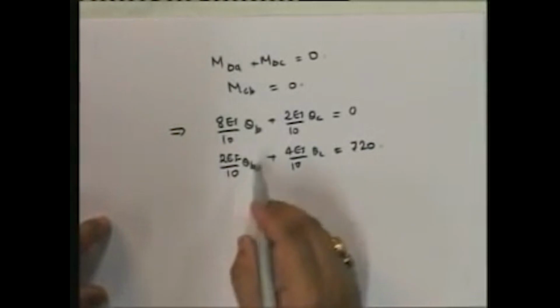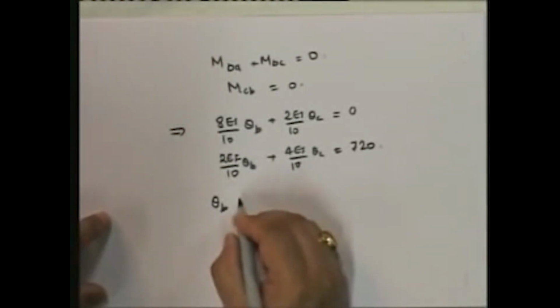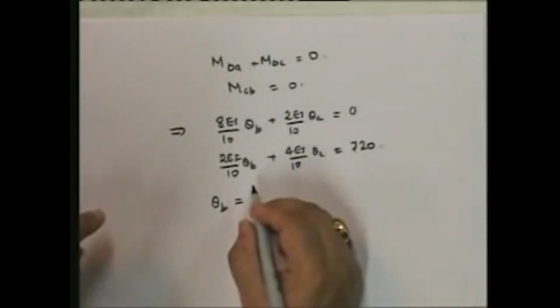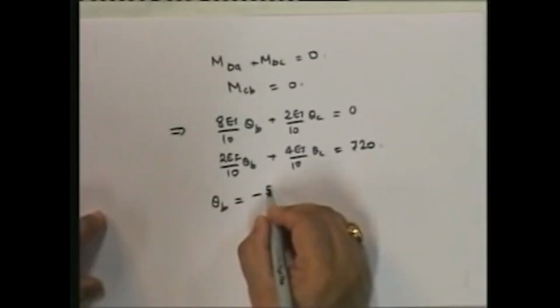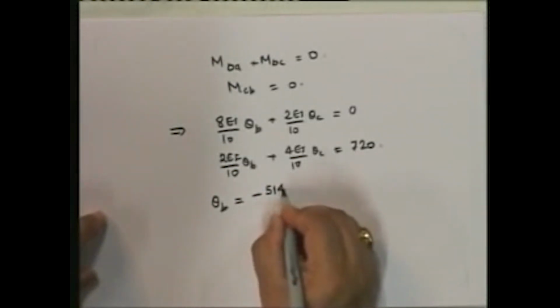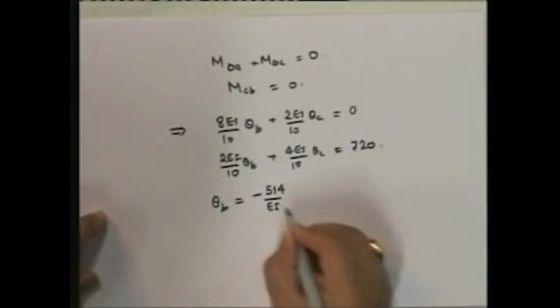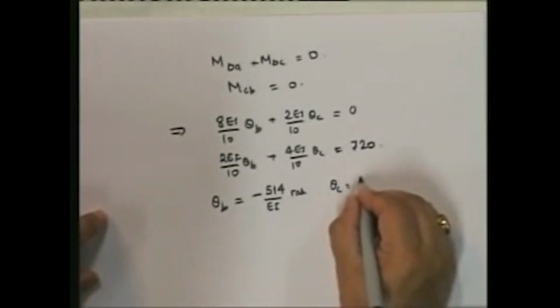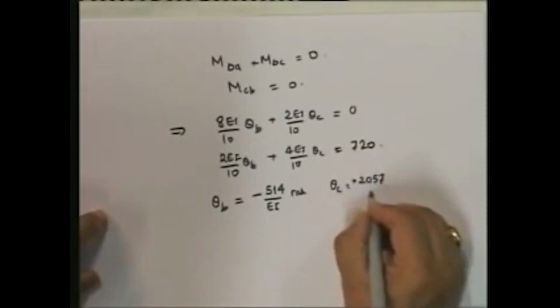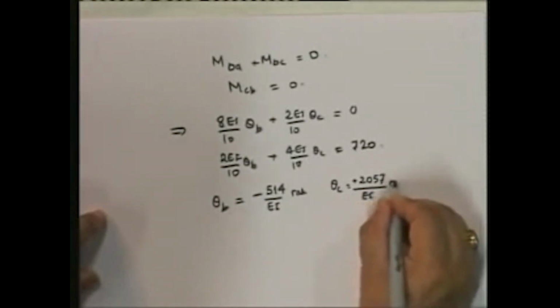Okay, solving for this gives us that theta B turns out to be equal to minus 514 upon EI radians, and theta C is equal to 2057 upon EI radians.